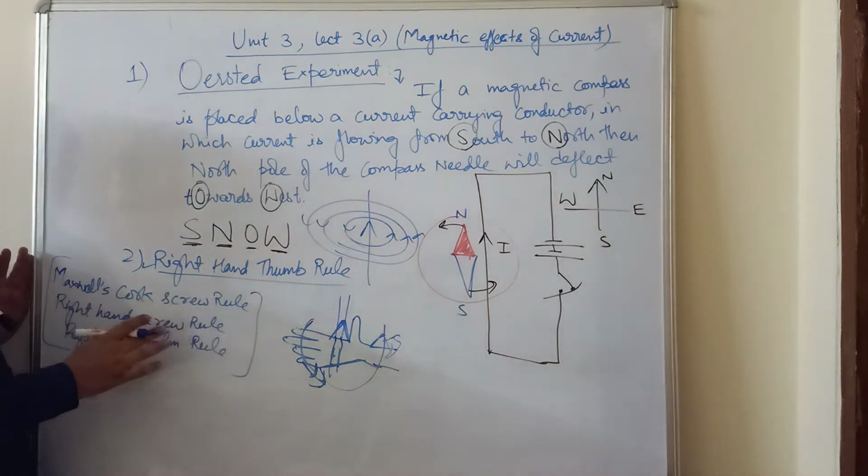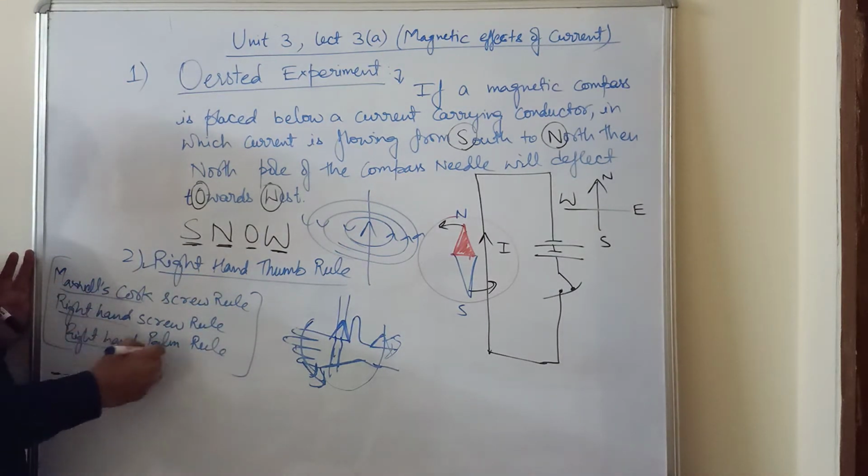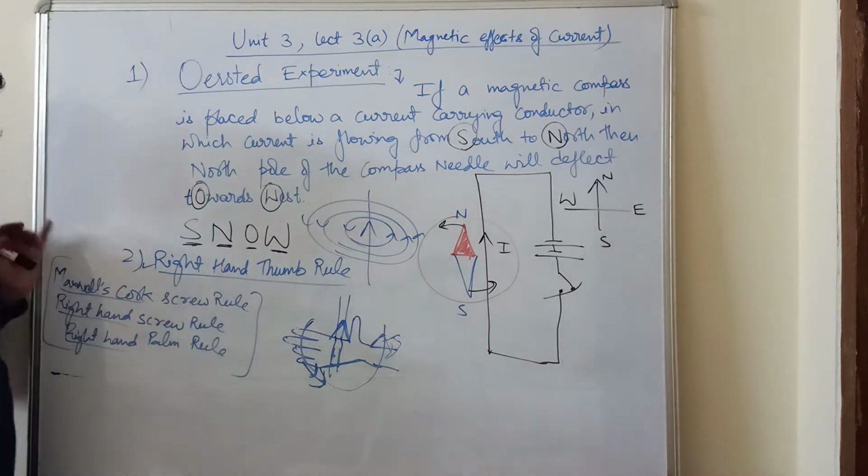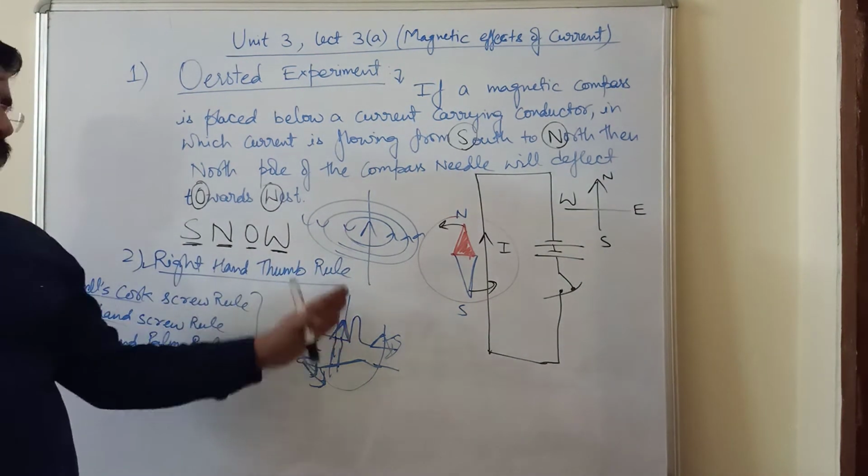So do not get confused, take a break here. All these rules are indicating the same thing, the direction in which magnetic field is being produced by your current carrying conductor.